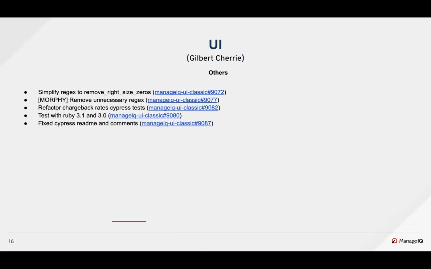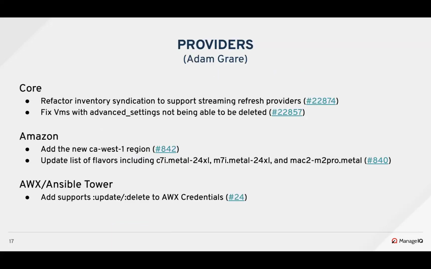And then we had various other PRs, such as simplifying regex to remove right-side zeros, a direct to Morphe PR to remove unnecessary regex, refactoring the chargeback rate Cypress test, testing with Ruby 3.1 and 3.0, and then fixing the Cypress README and comments file. And that's it for the UI.